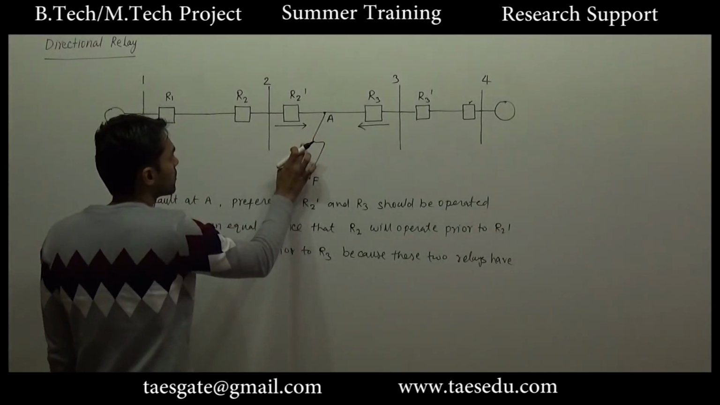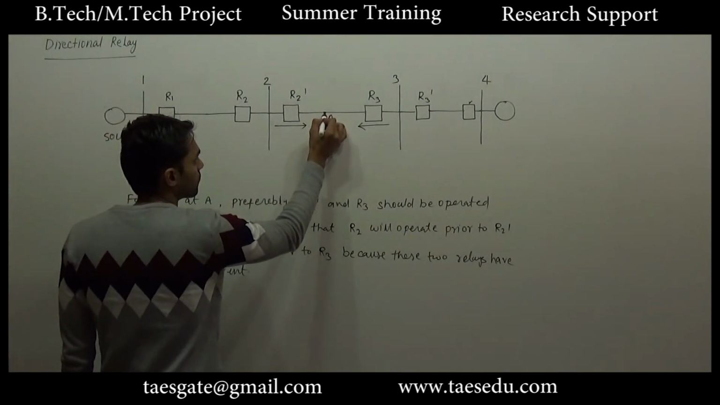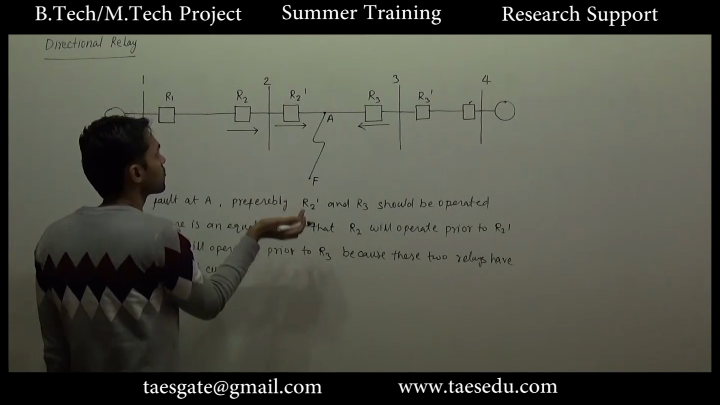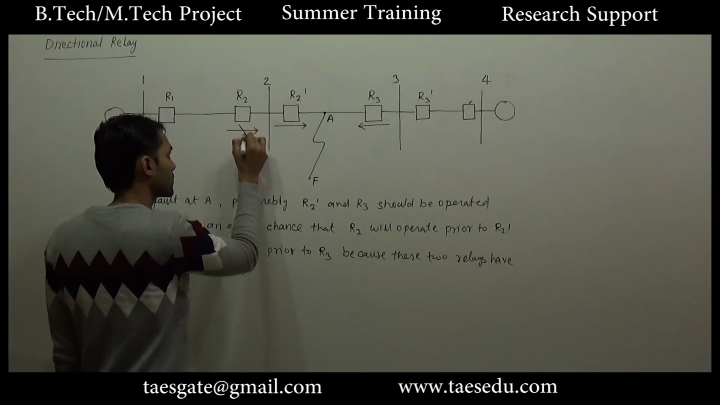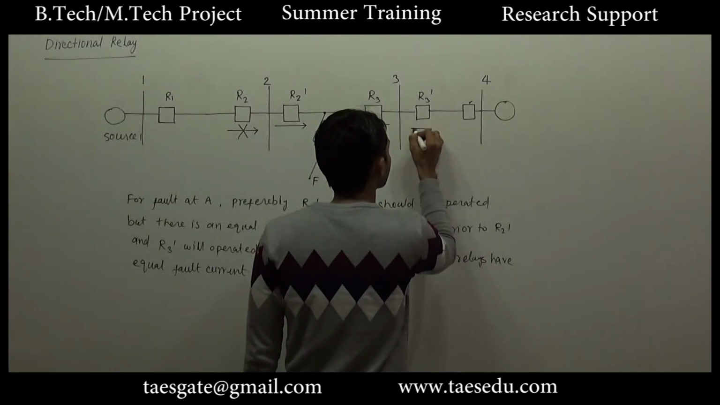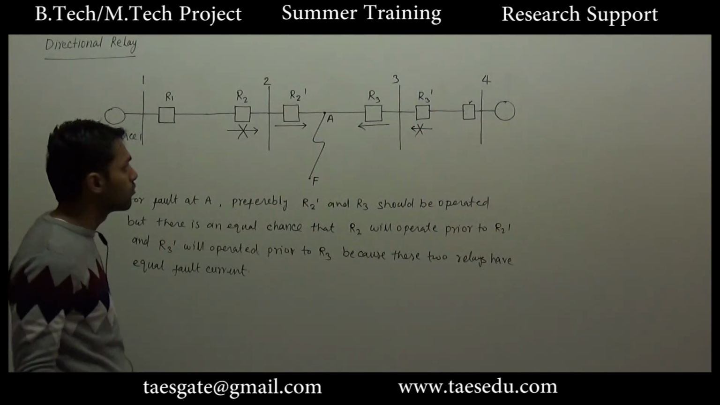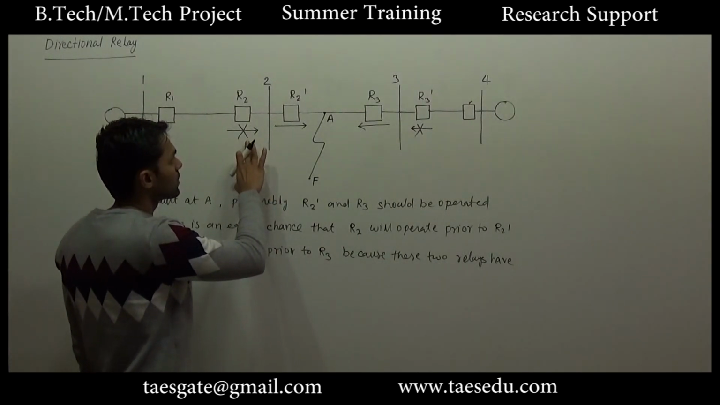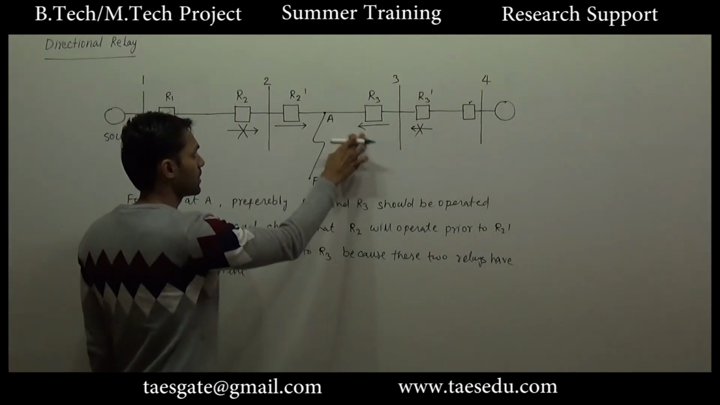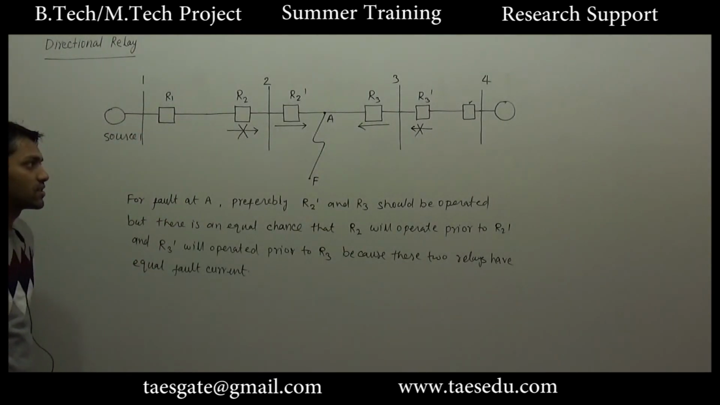And for the same fault, we don't want the relay R2 to operate. But for this fault, the direction of fault current in R2 will be left to right. So we don't want this relay to operate. So let us say for this direction of current, relay R2 will not operate. Similarly, for this direction of current, relay R3 will not operate. So we have a total of four conditions on relays R2, R2 dash, R3 and R3 dash. For this direction of current, R2 dash and R3 should operate, and for the same direction of current, R2 and R3 dash should not operate.